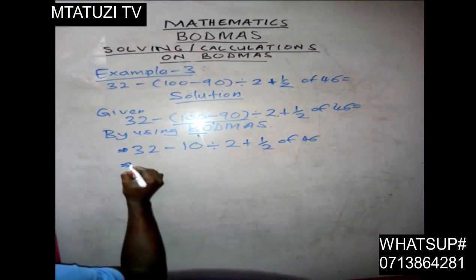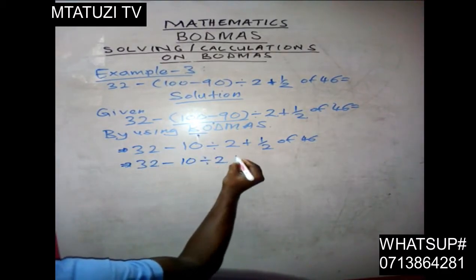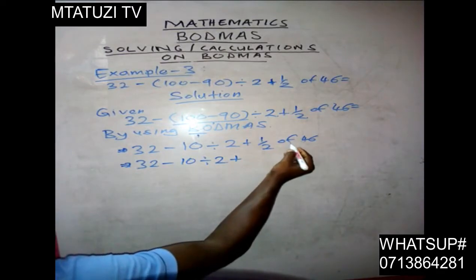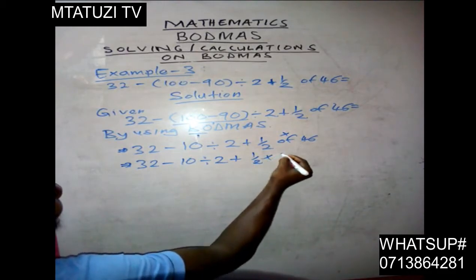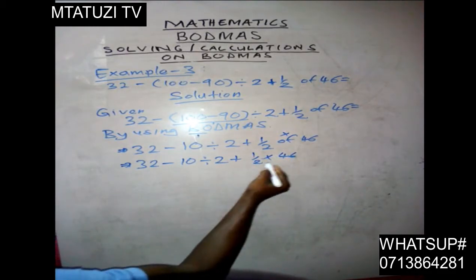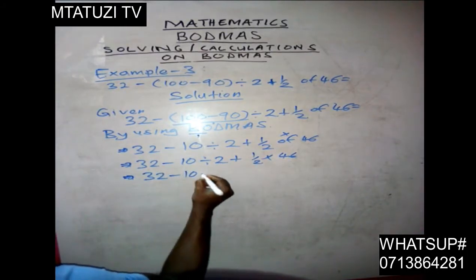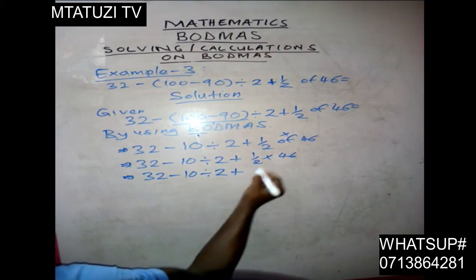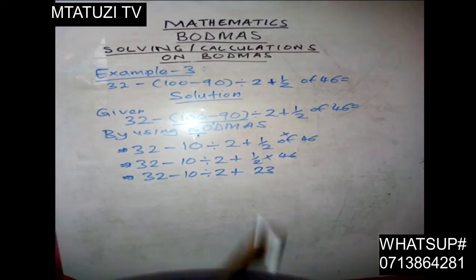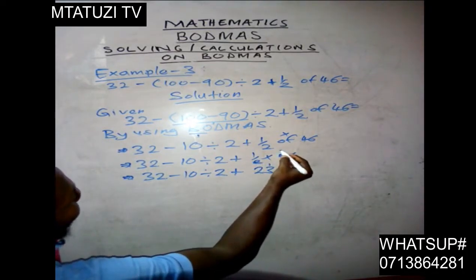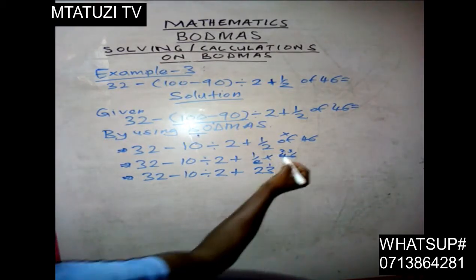So we take 32 minus 10 divided by 2 plus, here we have of, which means multiplication. We have to take a half times 46. So it will be 32 minus 10 divided by 2, plus, when you multiply there, a half of 46 is 23. By 2, 1. By 2 here, 3. So you will get 23.